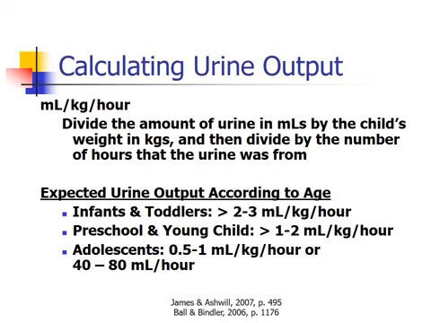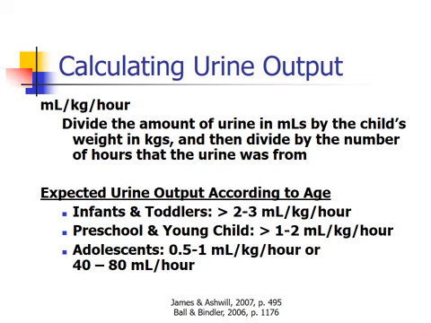The only notation I want to make is that in clinical practice, we always want to maintain the urine output at 1 ml per kg per hour. So even though the book says it can go down to 0.5 mLs per kg per hour, in clinical practice, we always make sure it's 1 ml per kg per hour.